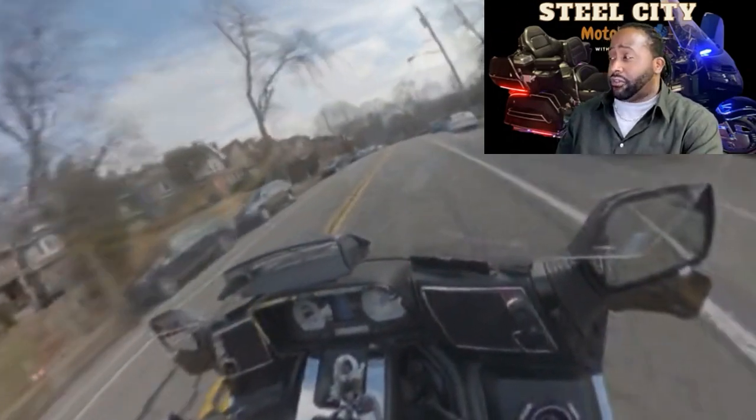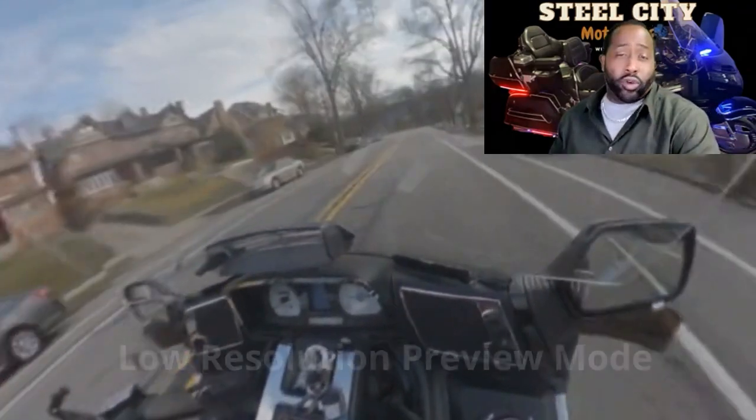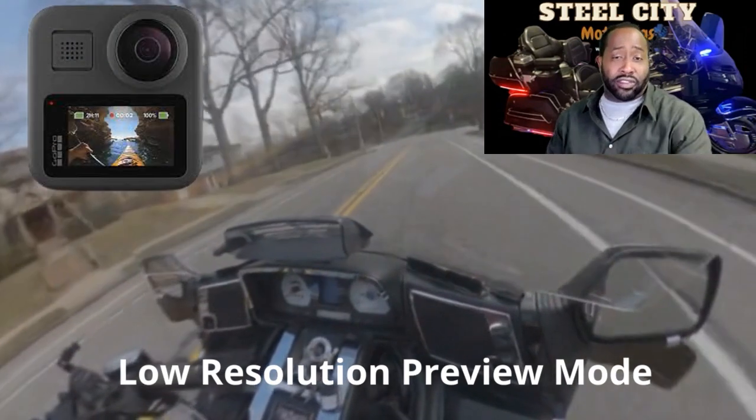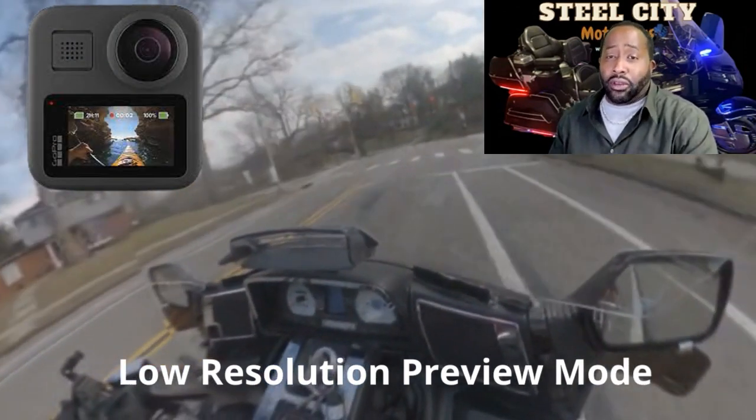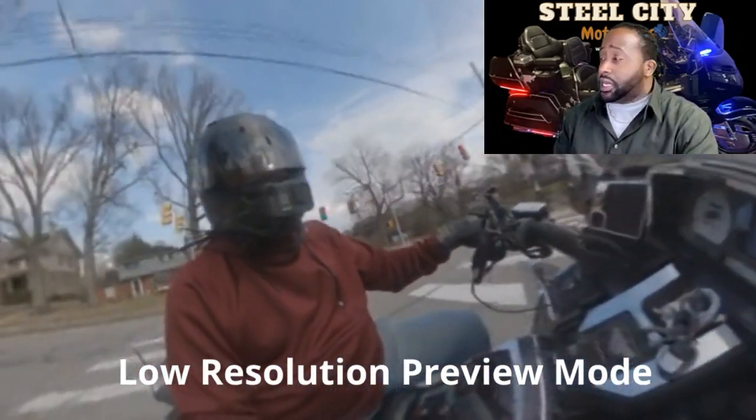So this very first one that you're looking at is actually a low resolution preview. I'm using the GoPro Max 360, by the way. I know some of you are using some different 360 cams. I'm using the GoPro Max 360.